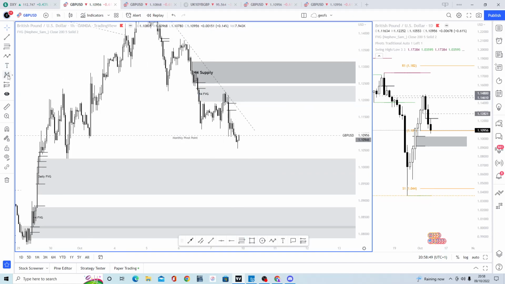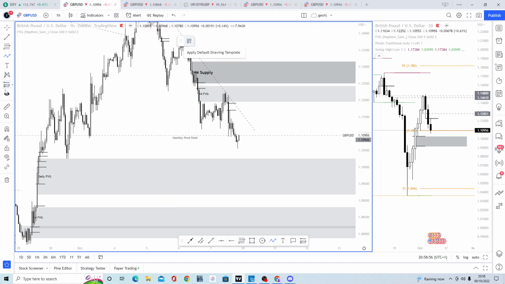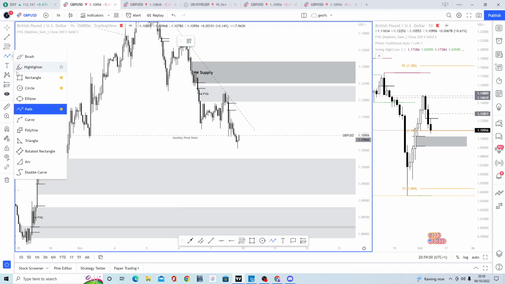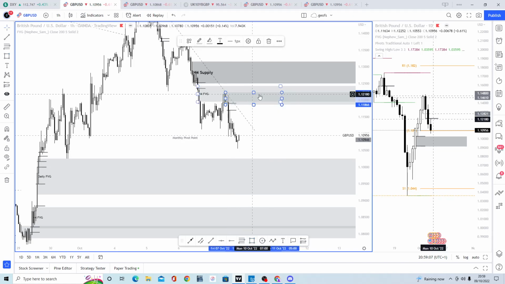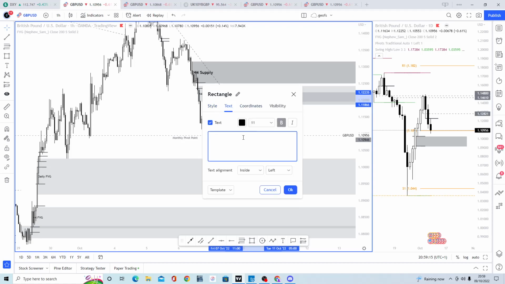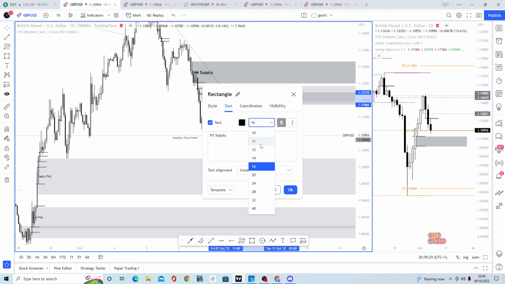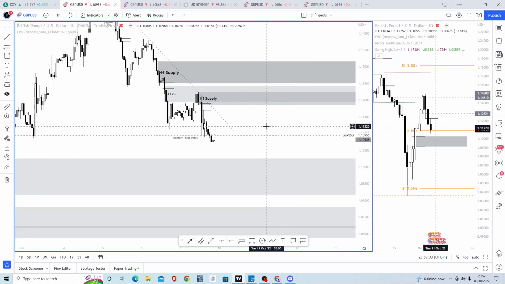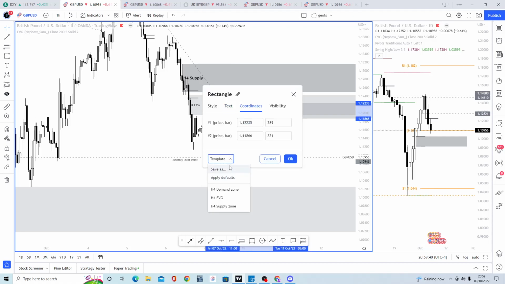And this is... I don't know where my favorites bar is going. Oh, there it is. Missed it. Alright, so we have... It's a bit big, isn't it? Yeah. I'm just going to make sure it lines up with the coordinates. Save as.